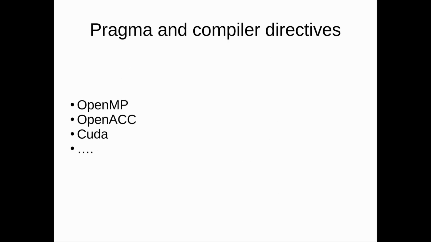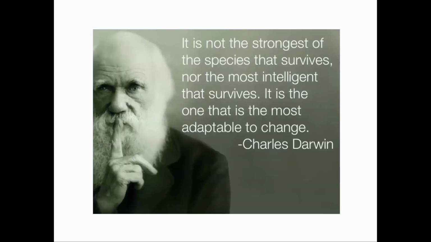Fortran can also be propped up to use different versions of accelerators, so you can still use the very same code you had. You don't have to write something new. And I would quote Charles Darwin as saying that it's not the strongest of the species that survives, nor the most intelligent that survives. It is the one that is the most adaptable to change. And I would argue that Fortran is that language.